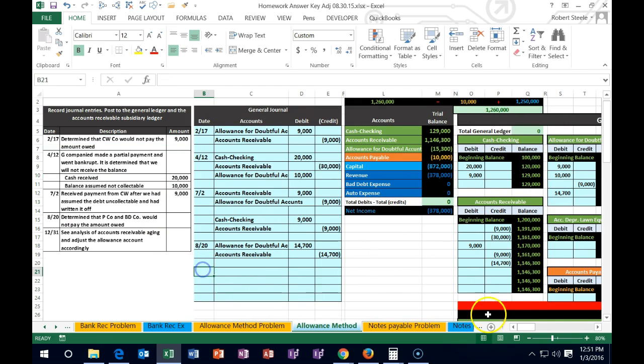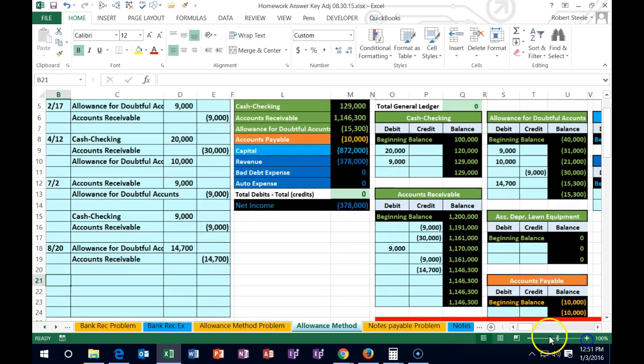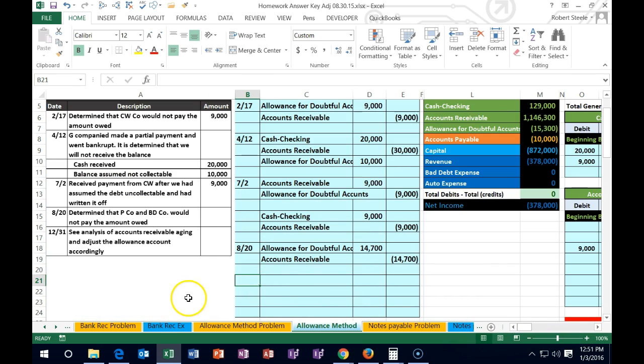All right, we got one more transaction. I'm going to make this a bit larger on the taskbar, back up to 100%. Scrolling over, we're now on 1231. It says, see analysis of receivable aging, adjust the allowance account accordingly. So now we're at the end of the time period, and what we're going to do is say, of the current revenue that we have made, and in this case we have 378, how much of that do we think will be uncollectible?